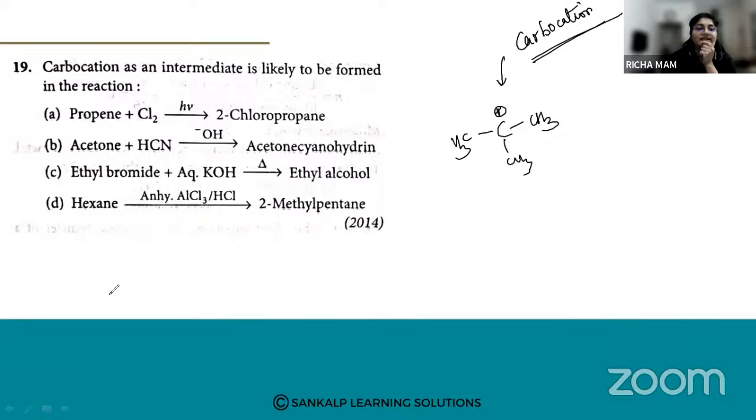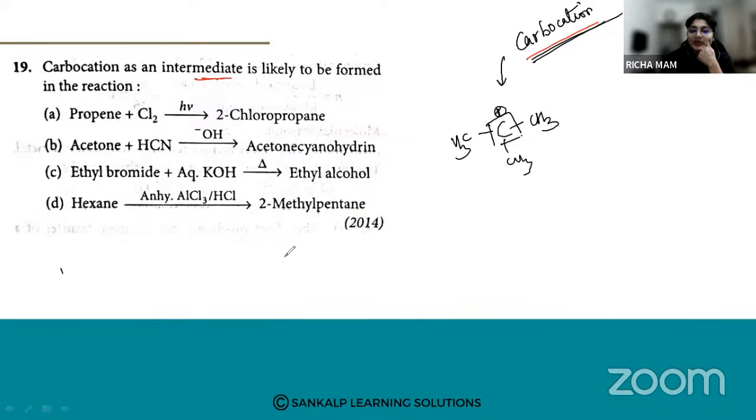It means this carbon is electron deficient. Such species are called carbocations. So the electron deficient species are called carbocations. This carbocation is formed as an intermediate. What do you mean by intermediate? An intermediate product, in the middle.